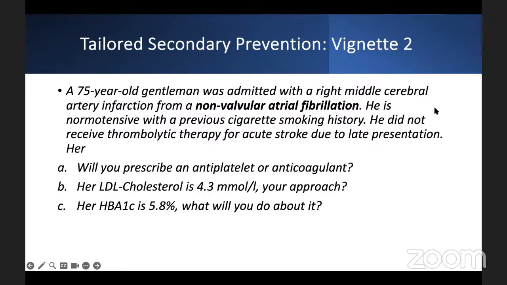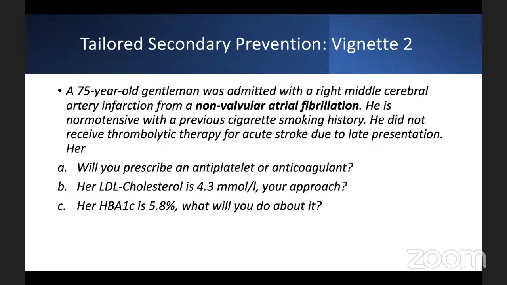anticoagulant. Okay, good. Anticoagulant, excellent. So her cholesterol is 4.3. What would you like to do about it? Cholesterol is 4.3. Are you happy with it? Okay, so you're not happy about it. You want the cholesterol to be way lower, isn't it? So you want to prescribe statins for her as well.